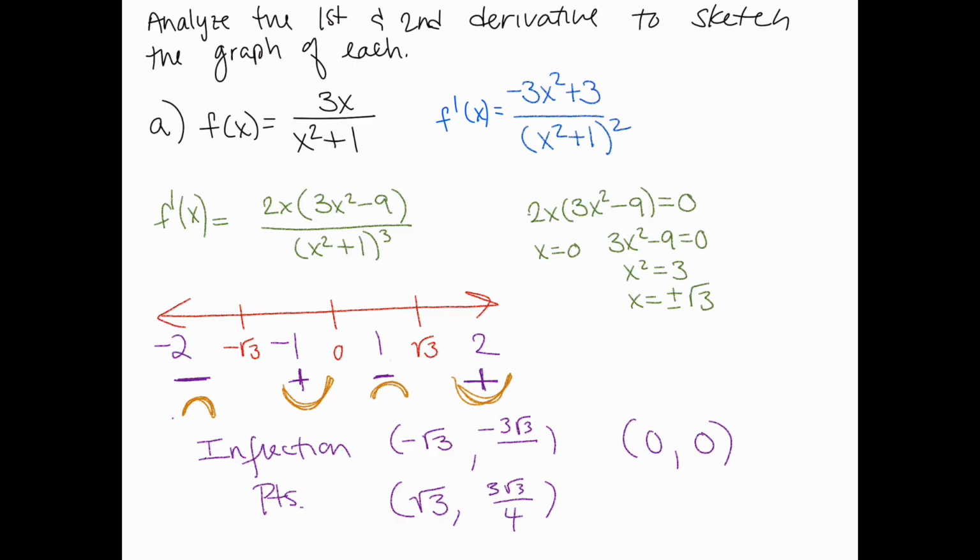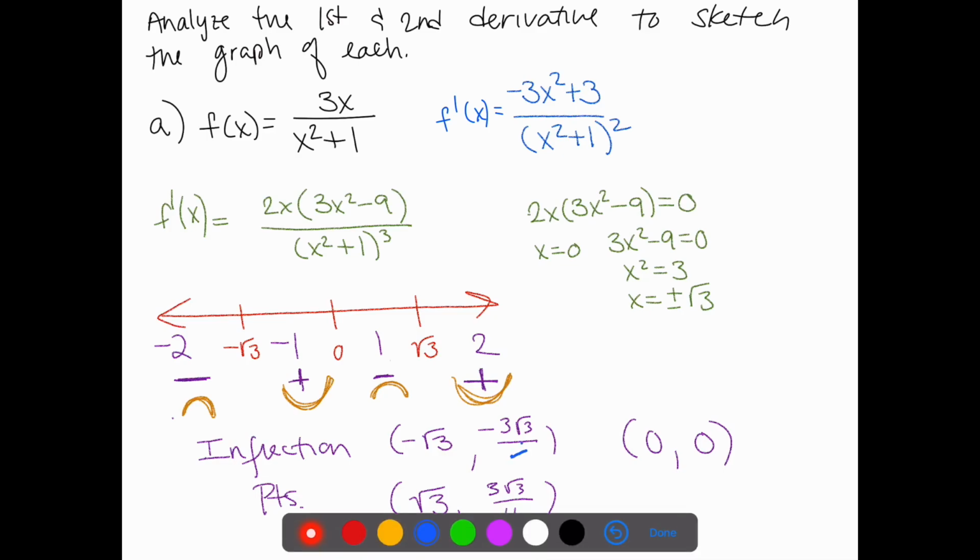The places where it changes concavity, so that would be the negative root 3, the 0, and the root 3, are all going to be inflection points. So I actually have 3 inflection points, and I got the y values. Let me fix that real quick. Got the y values of each inflection point by taking those x values and plugging them into the original function.